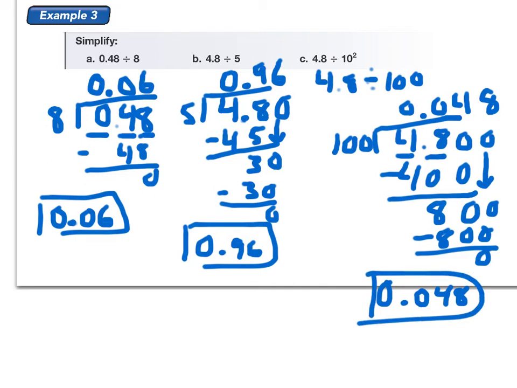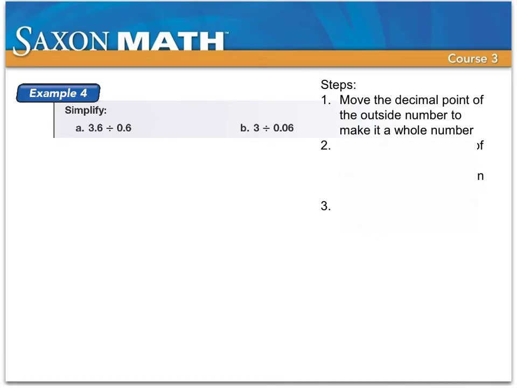Alright, now let's go on to some more difficult dividing with decimal answers, or examples. Okay, so let's keep going with dividing decimals. So example 4, we've got the second number has a decimal point in it now. So this follows a little different steps. So first thing we should do, of course, is rewrite the problem. I got 3.6 divided by 0.6. Okay, step 1 says to move the decimal point of the outside number to make it a whole number. Okay, so I got 0.6. I need to move it one space to the right so that it makes it 6.